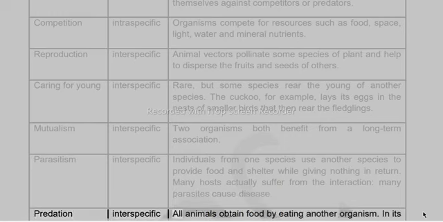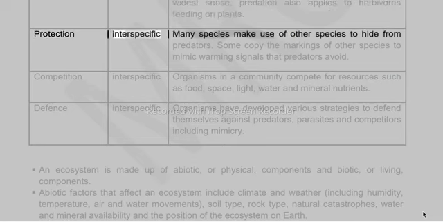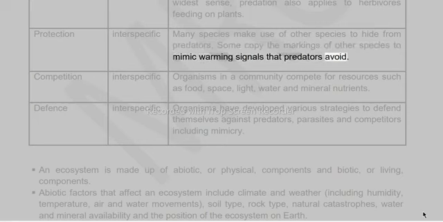Predation: interspecific. All animals obtain food by eating another organism. In its widest sense, predation also applies to herbivores feeding on plants. Protection: interspecific. Many species make use of other species to hide from predators. Some copy the markings of other species to mimic warning signals that predators avoid.